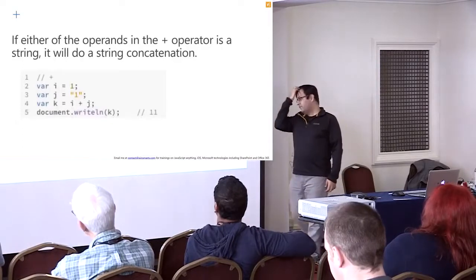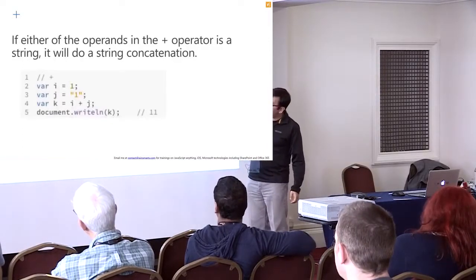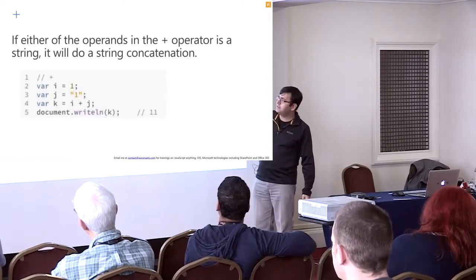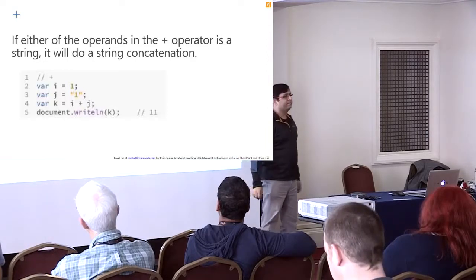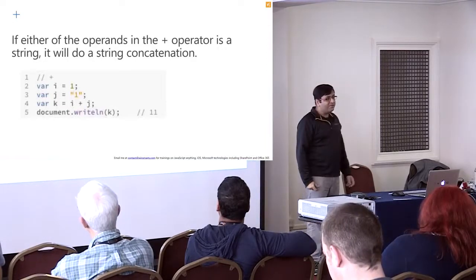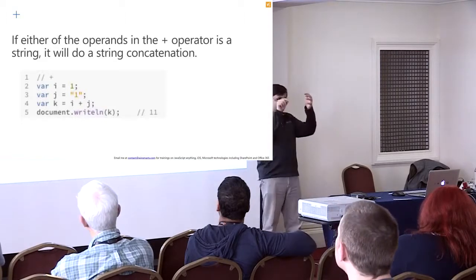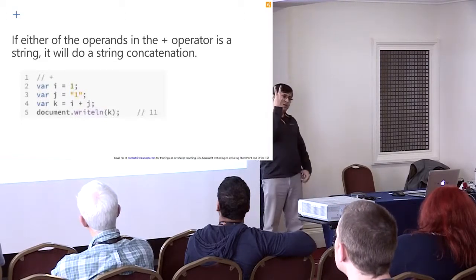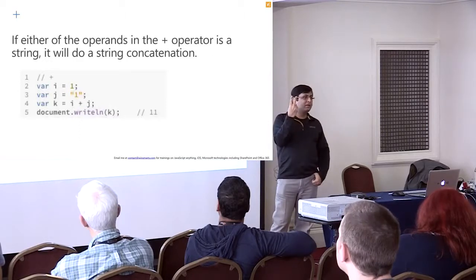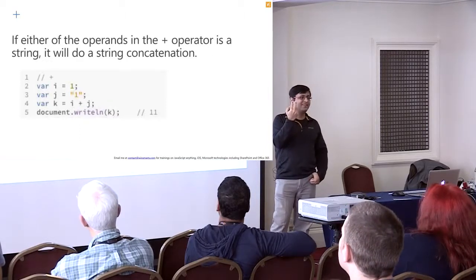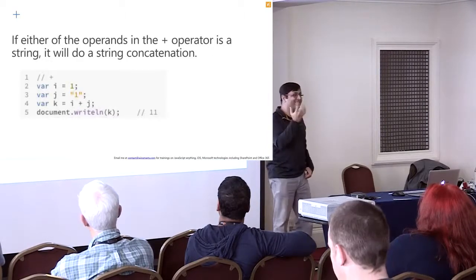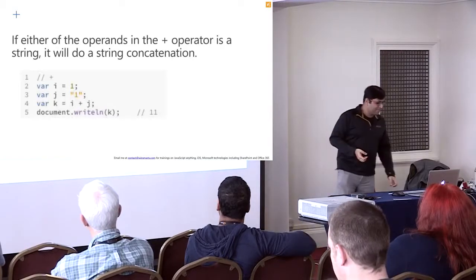So if I say var i is equal to 1, var j is equal to, like this, '1', and I say k is equal to i plus j, this will become 11. However, now this is the really weird thing. If I did j plus plus, that will return me 2. I'm not kidding, you can try this, right?